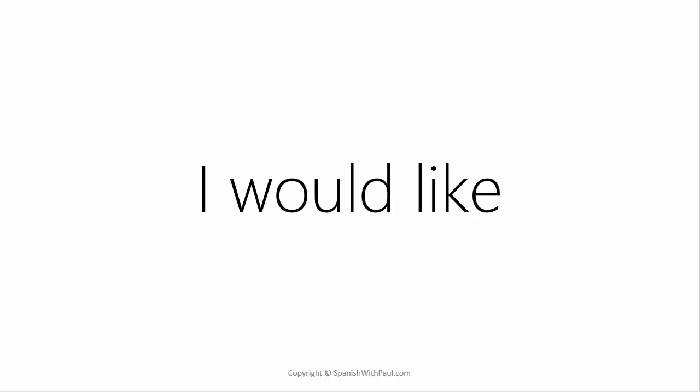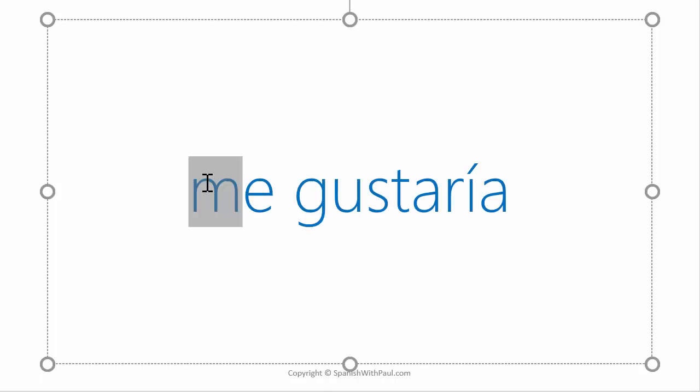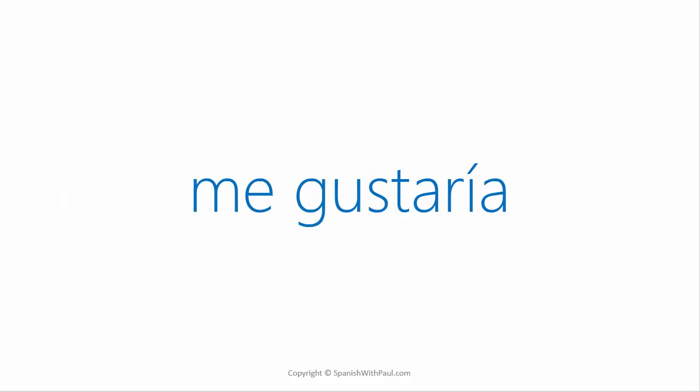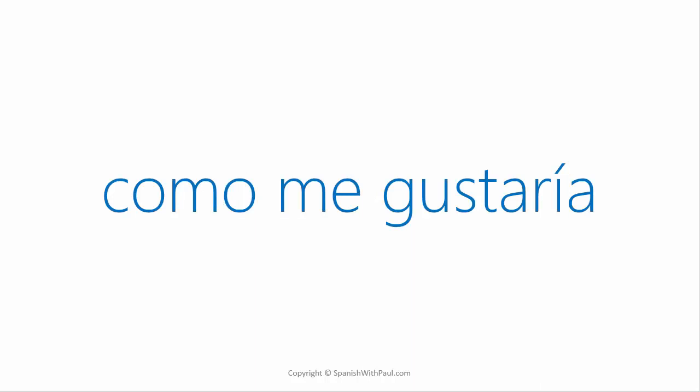The word for as is como. Como. This also means how in Spanish, but you can use it for as well. How would you say I would like? Me gustaría. Literally, to me, it would be pleasing. Me gustaría. Now, how would you say as I would like? Como me gustaría.